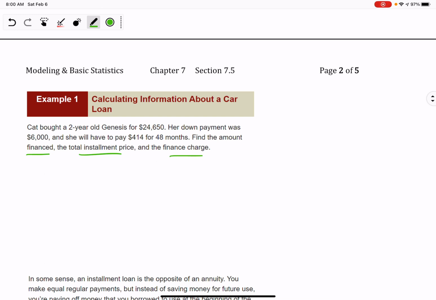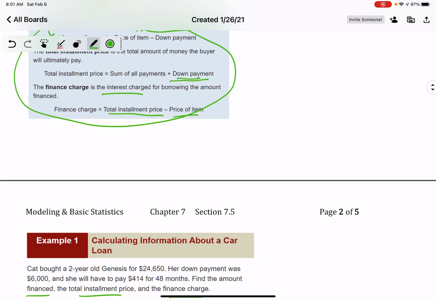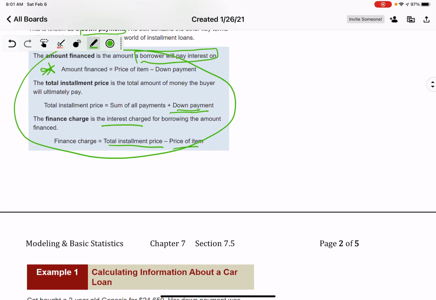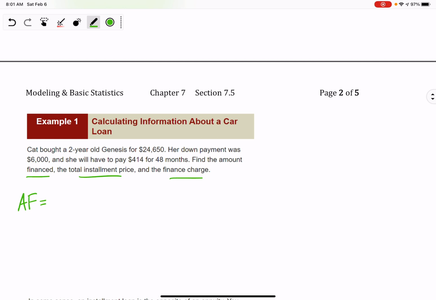Okay, well, let's figure out the amount financed first. Amount financed is equal to the price of the item minus the down payment. The price of the item minus her down payment. So how much more does she need? $18,650. That's how much she will need to borrow.